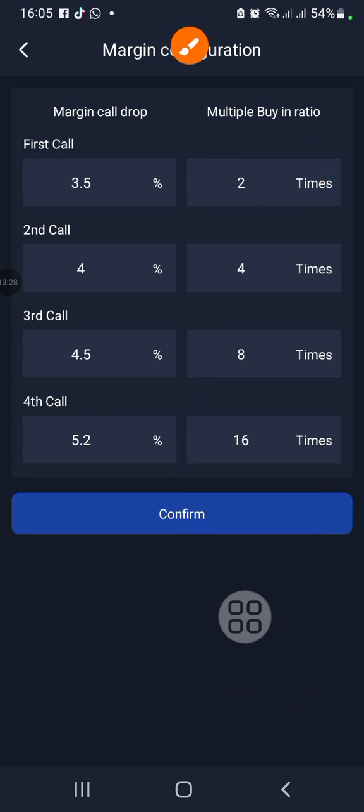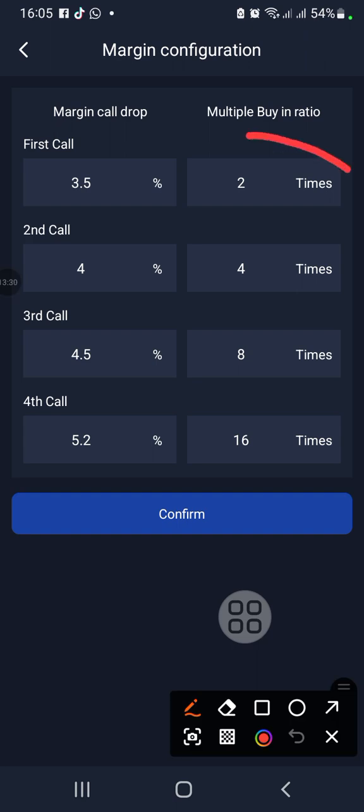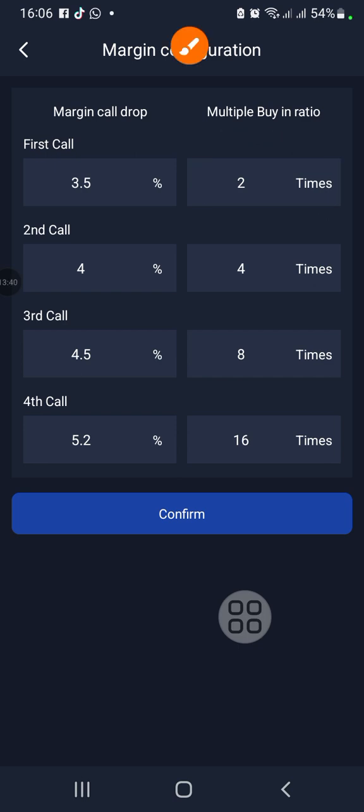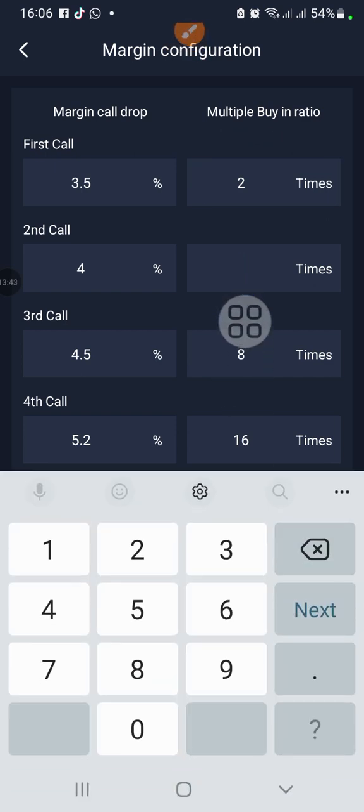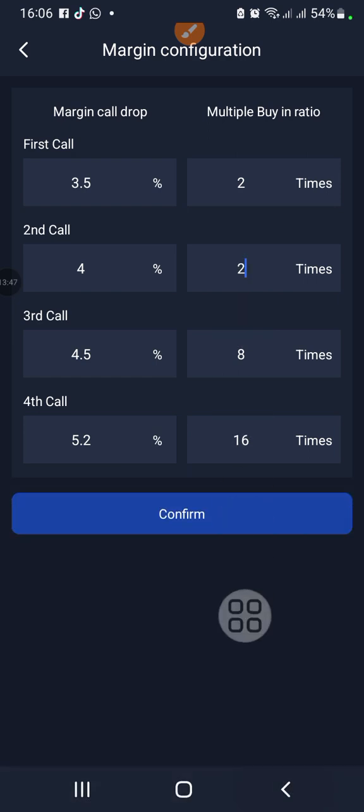So I'm not going to change the first call. I'm going to leave the first call buying two times. So I can come here on the second call. Remember I have $90, and I can also say here I'm going to put two times, because I don't have that capital.